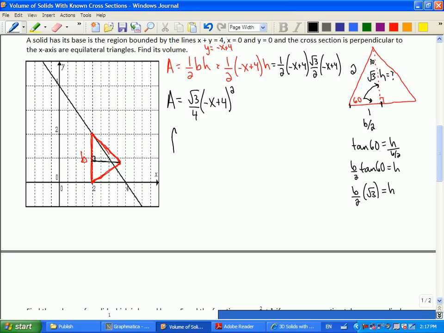So we'll just write up our integral. We won't calculate it, but it's from 0 to 4 of root 3 over 4 times negative x plus 4 squared dx. So that would give us my volume here.